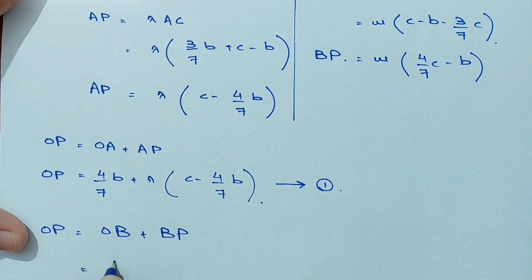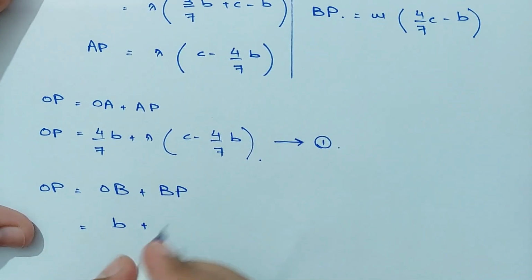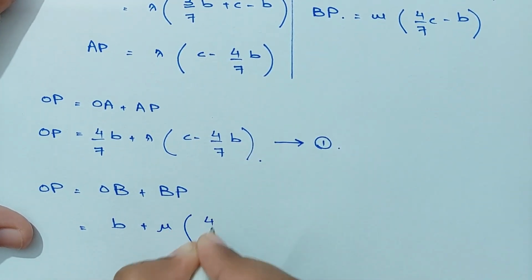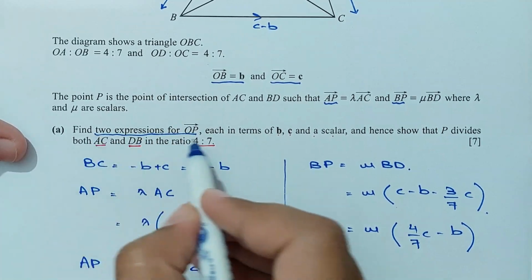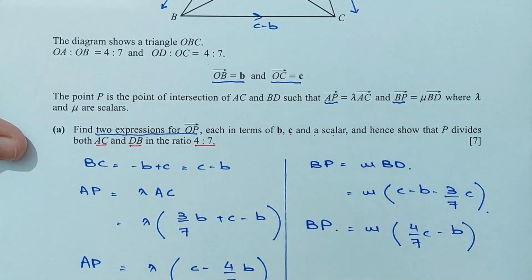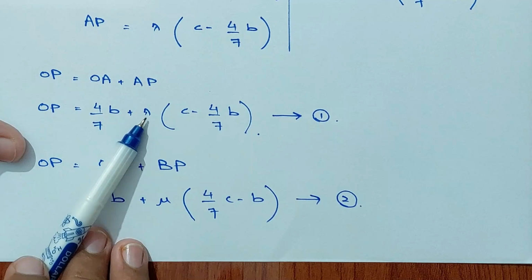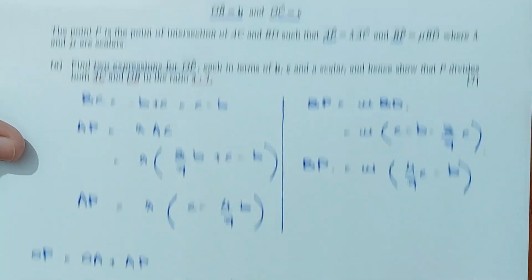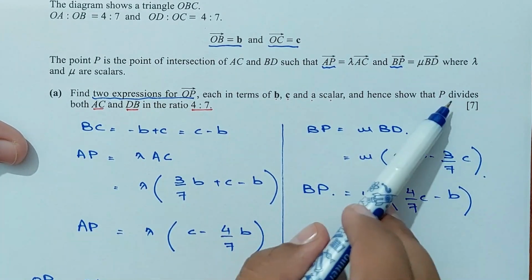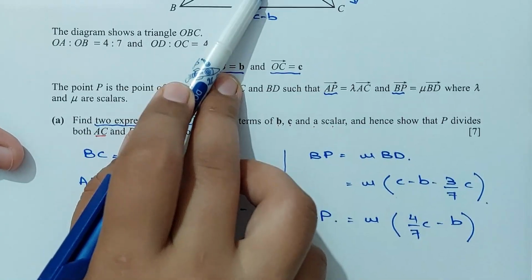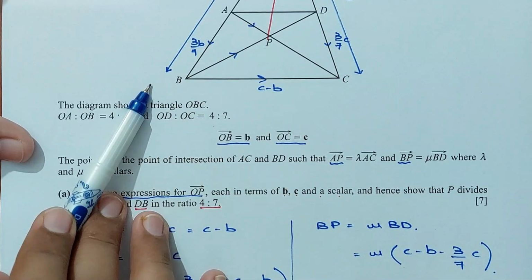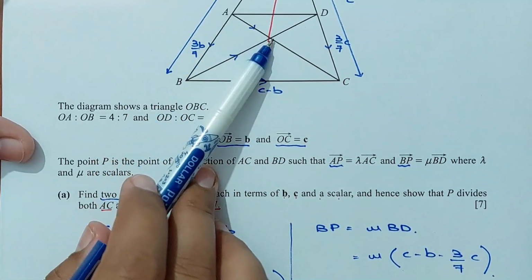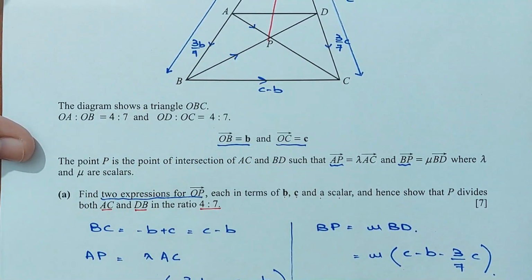OB is a vector b and this is BP. This is mu 4 by 7 c minus b. This is the second expression. So what we have done is write two expressions of OP, each in terms of BC and a scalar, because mu and lambda are scalars, right? Hence show that P divides AC, the line AC, and DB in the ratio of 4:7.